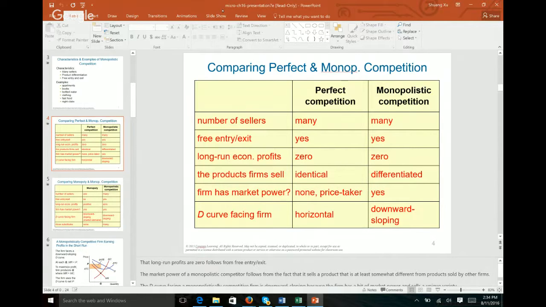And for companies in perfect competition, they're all price takers, so nobody has any market power. But for monopolistic competition, companies do have some market power. And the demand curve for perfect competition is perfectly horizontal, but the monopolistic competition demand curve is downward sloping. So just like the demand curve of a monopoly.